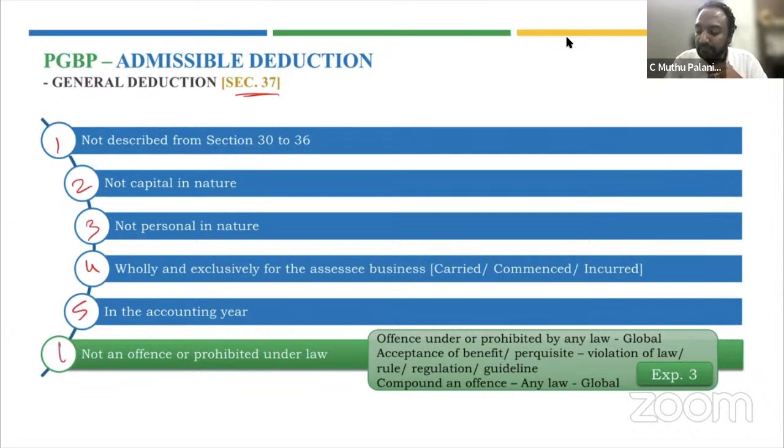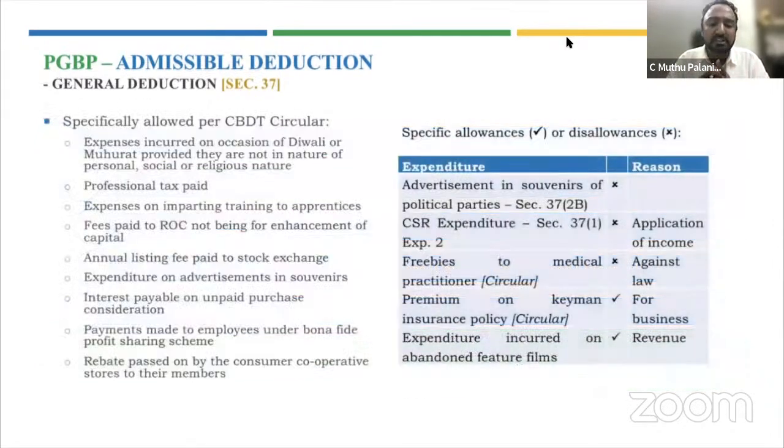Last one, it should not be an offense or prohibited under law. Finance Act 2021 introduced an amendment. When you say not an offense or prohibited under law, they explained what is offense or prohibition, under the Indian laws or global law. Some of the examples are given in your study material, we'll go through them, basically about section 37.